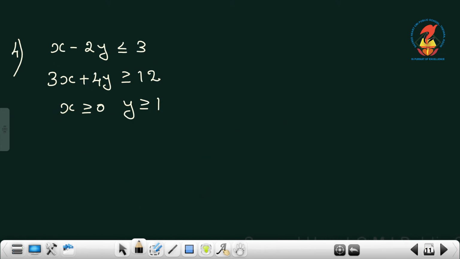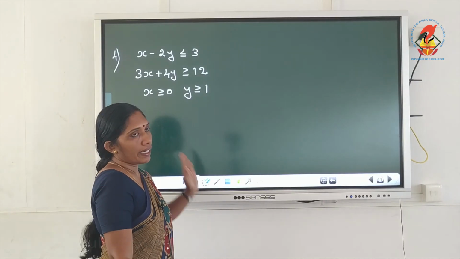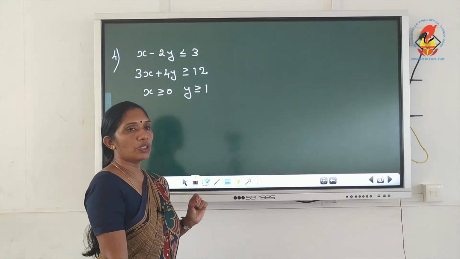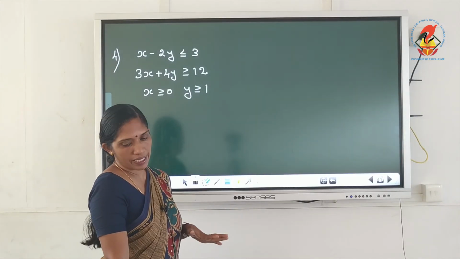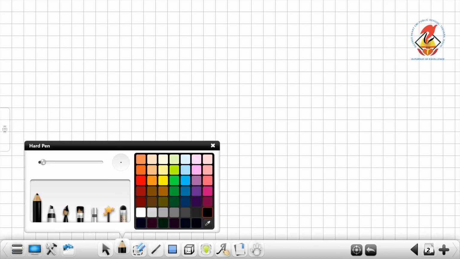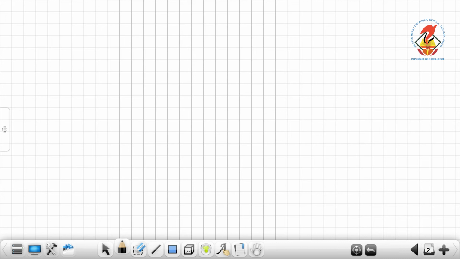x minus 2y less than or equal to 3, 3x plus 4y greater than or equal to 12, x greater than or equal to 0 and y greater than or equal to 1. So x greater than or equal to 0 means the y axis, greater means right hand side, and y equal to 1 is a line parallel to the x axis. So we can take the graph. Before that we need points. So write the equation. This equation is x minus 2y is less than or equal to 3, correct?